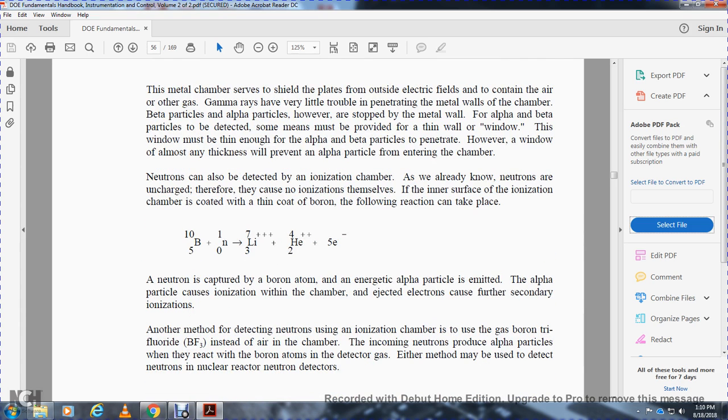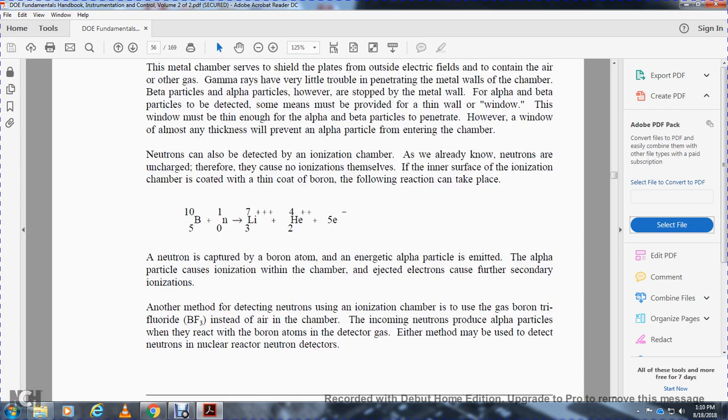The neutron is captured by the boron atom, releasing energy and an alpha particle. The alpha particle ionizes the gas in the chamber, and the ejected electrons cause further secondary ionization. Another method for detecting neutrons outside of the ionization chamber is to use boron trifluoride gas instead of air in the chamber. The incoming neutron reacts with the boron atom to produce an alpha particle in the detector gap.